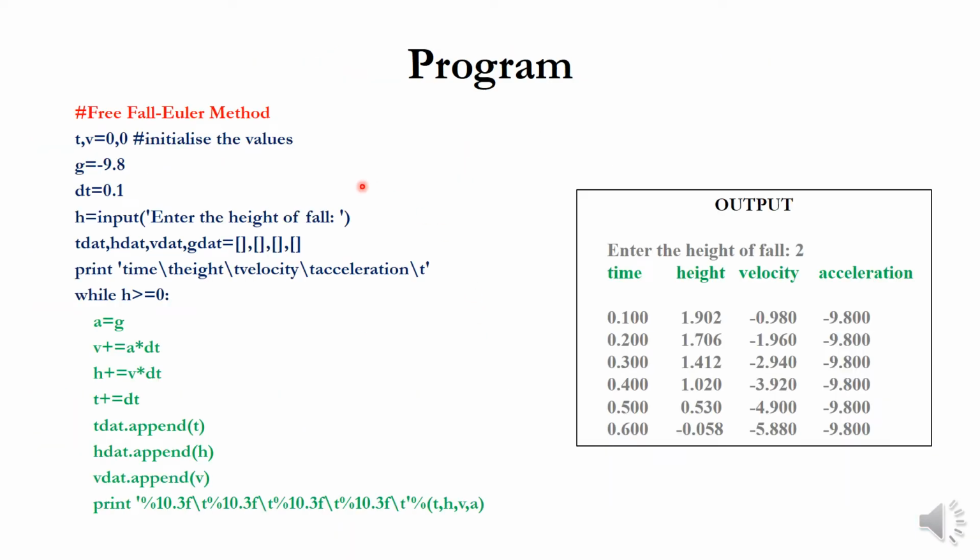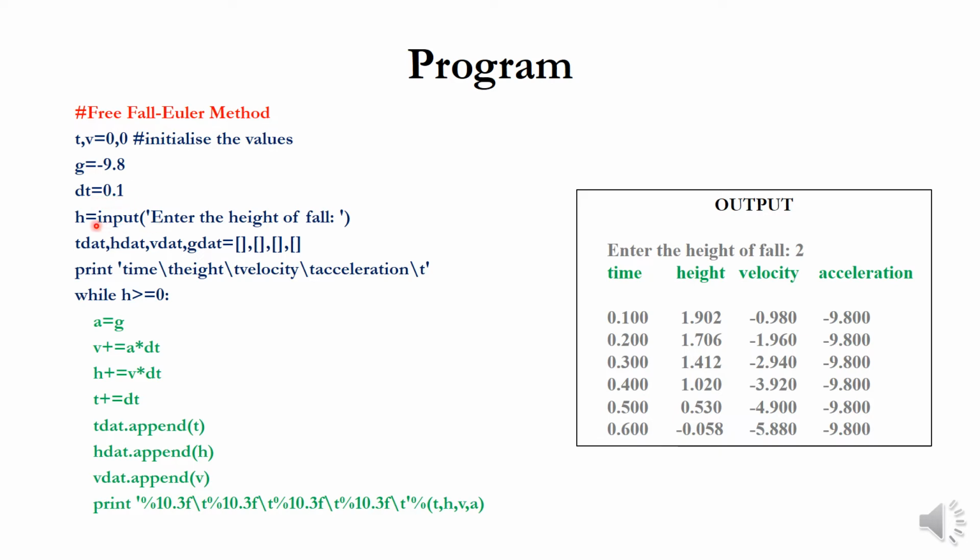Now we will see the Python code for freely falling body. We initialize the time and velocity as zeros. Velocity as 0 means we drop the body with 0 velocity, and the g is taken as usual, minus 9.8 meter per second square. This dt is taken as 0.1 second.